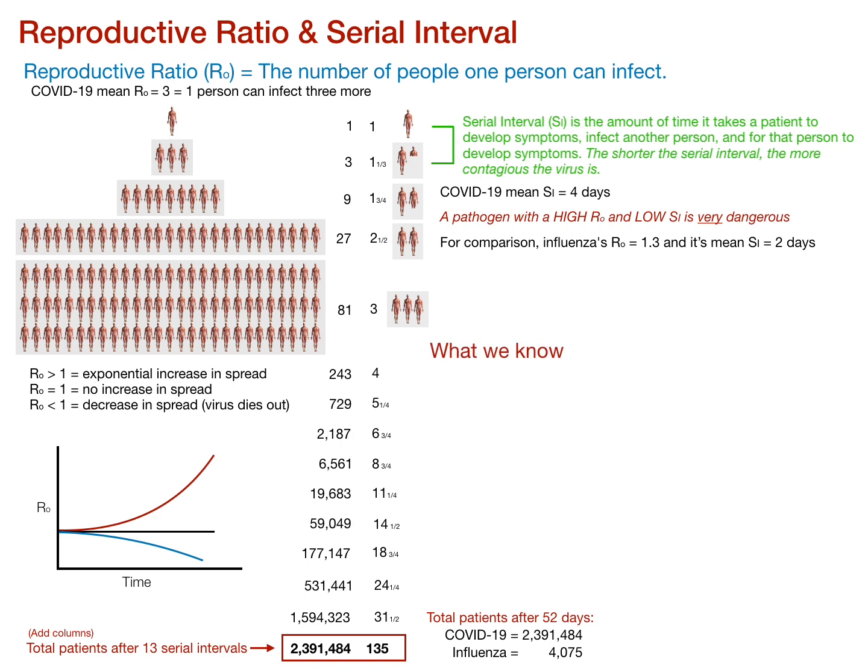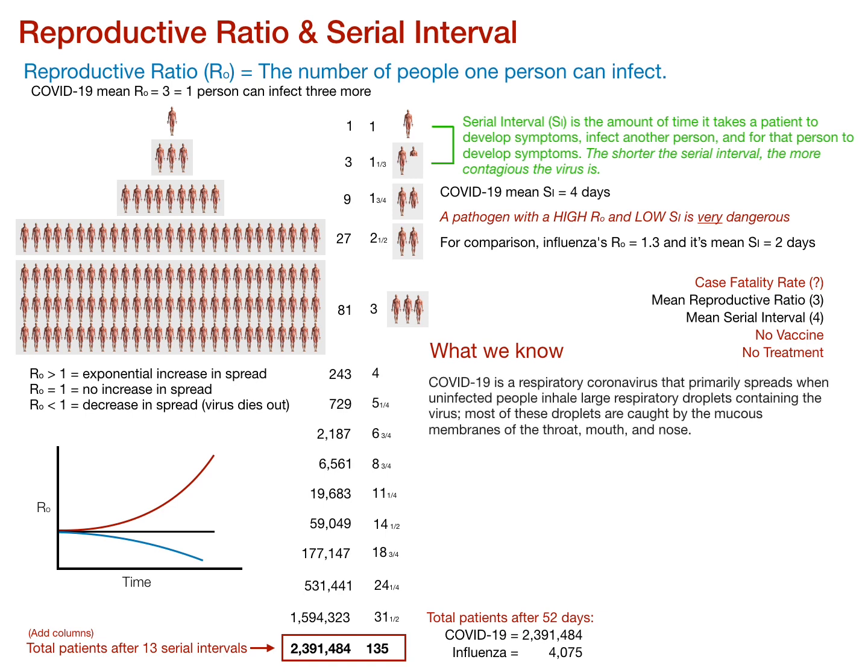So here's what we know about COVID-19, and we're still in the early stages. We're still learning an awful lot about it. We know that we don't know the true case fatality rate. We know that the mean reproductive ratio is 3. We know that the mean serial interval is 4. We know that we don't have a vaccine, and we know that we don't have treatment.